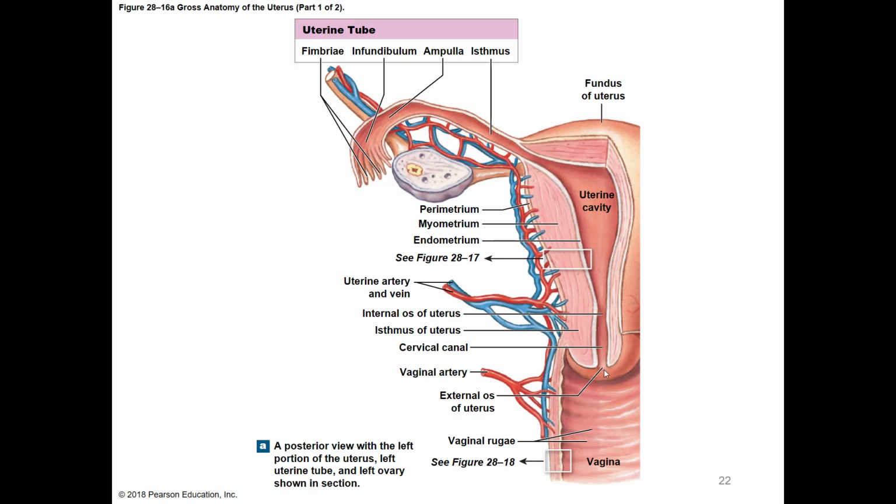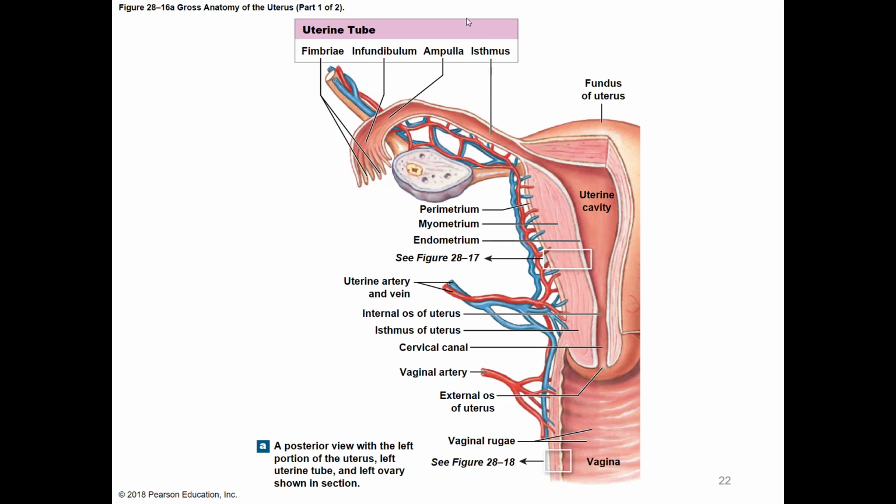The opening into the cervix is known as the external os. After we go through the external os, we have the cervical canal, and then what's known as the internal os. So an os is an opening. This is the external os, and this is the internal os. And the internal os is what leads to the uterine cavity. So that would be the lumen or hollow inside of the uterus.